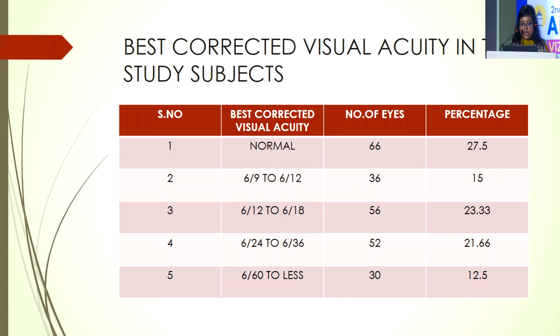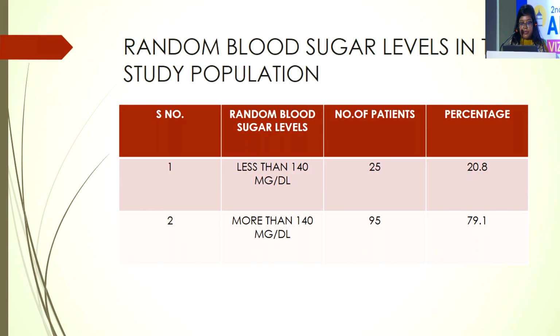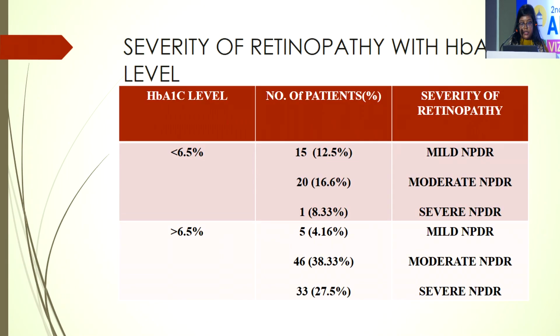This table shows 27% had normal visual acuity, 23% had visual acuity between 6/12 to 6/18, 21% had even less visual acuity, 6/24 to 6/36, and 12.5% had even less visual acuity. The majority of the patients had venous engorgement and microaneurysms, followed by exudates and hemorrhages. Neovascularization was seen in very few patients. 95% had random blood sugar more than 140 mg per deciliter. 25% had normal blood sugar values.